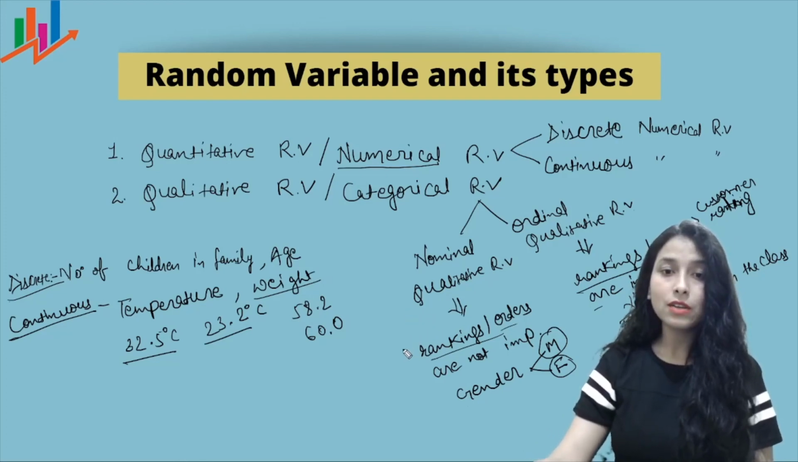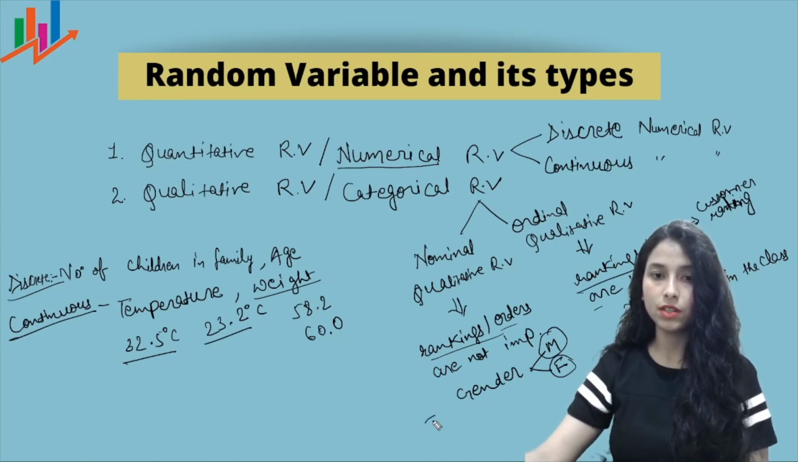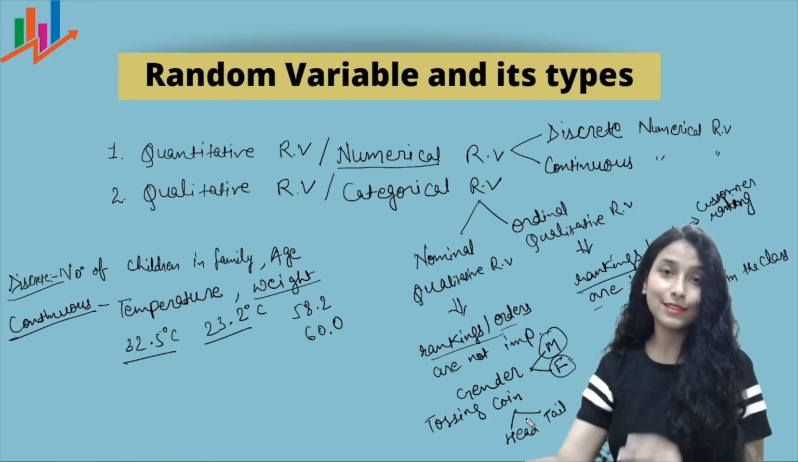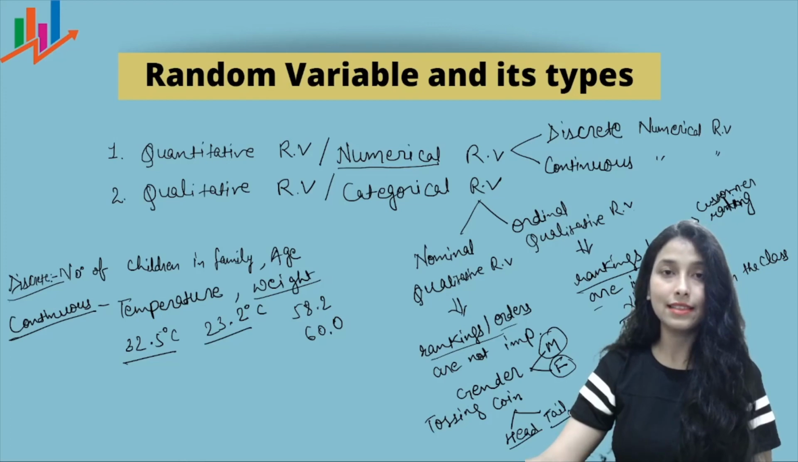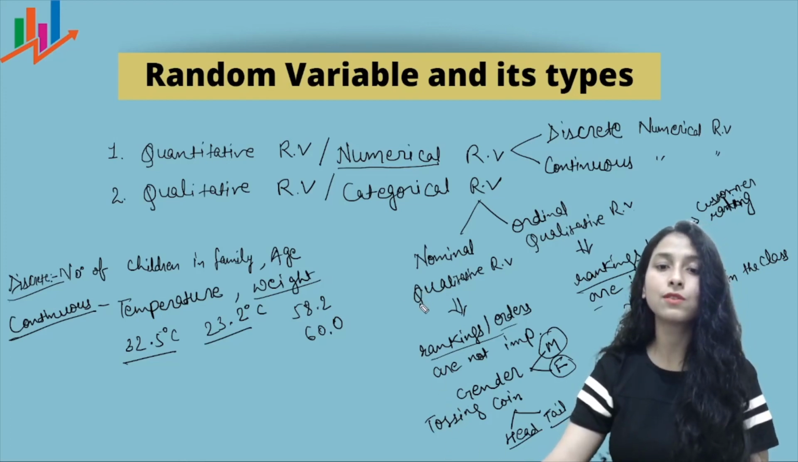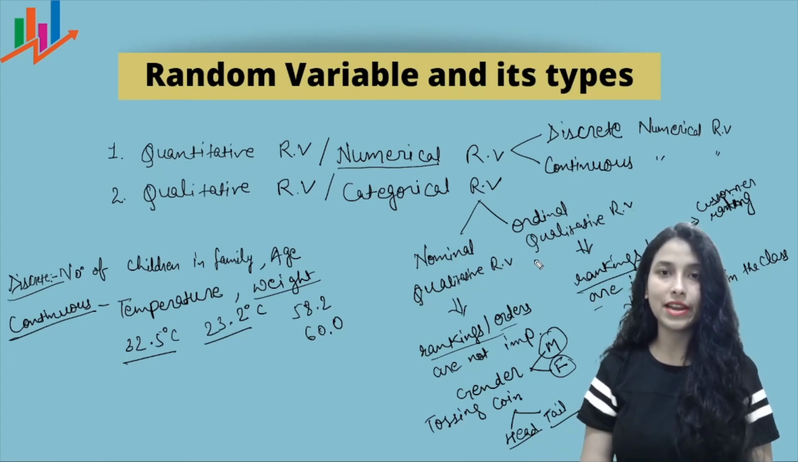Now for nominal qualitative random variable, the example can be tossing a coin. If I toss a coin, there could be two possibilities: one is head and the other one is tail. There is no such order or ranking defined for head and tail. These two are of equal importance. So this can be taken as the example of nominal qualitative random variable. So this is all about random variable and its types.